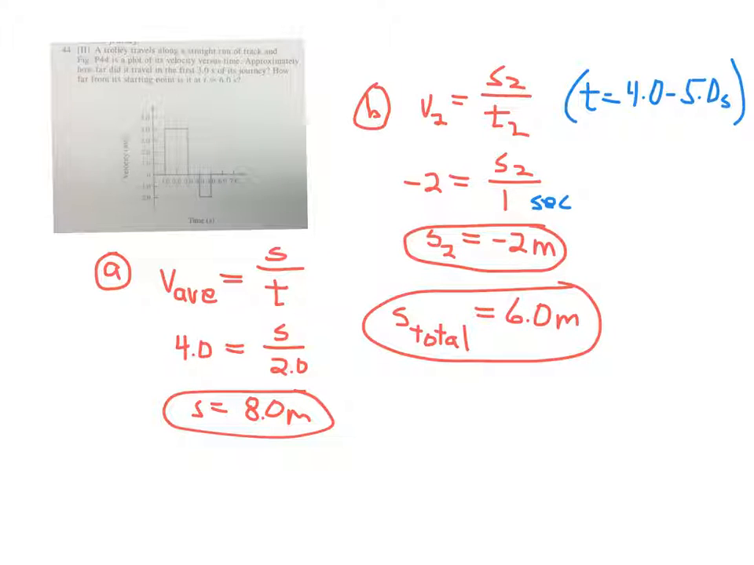AP Physics, page 53 homework, problem number 44. Here we have a trolley, once again, that's on a straight track. It can move forward or backwards, or I like to say in a positive direction or a negative direction. So it's a velocity versus time graph.